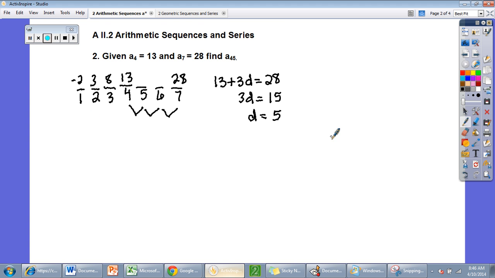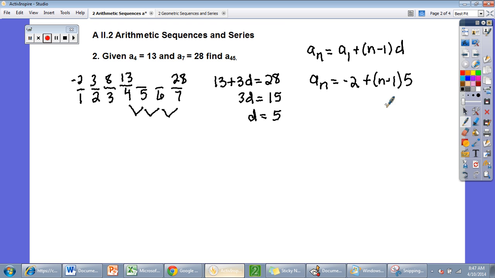This is where you will find on your formula sheet a formula for arithmetic sequences that you can use. You just need to know what all these parts mean. a sub 1 means your first term, you're going to keep that n minus 1, and d is your constant difference. That's what we just found. So we're trying to come up with this formula here. Our first term, a sub 1, that we just found, is negative 2, times n minus 1, and our constant difference is 5.